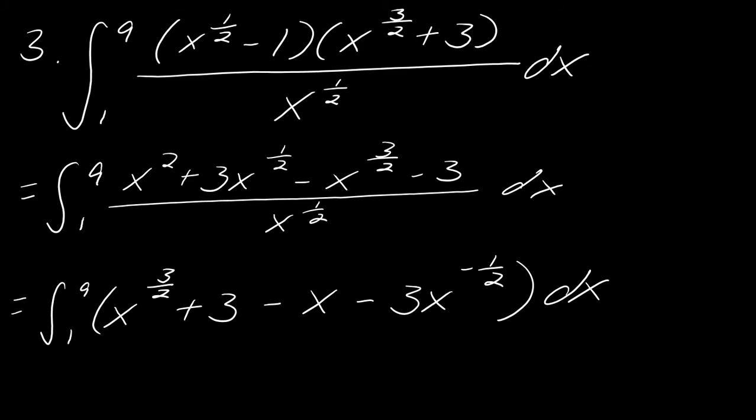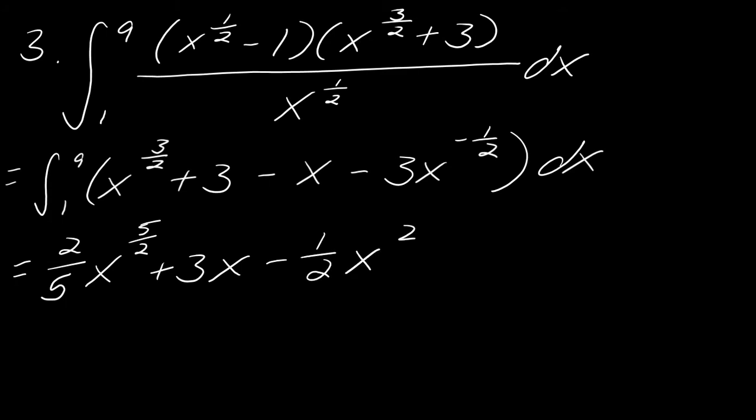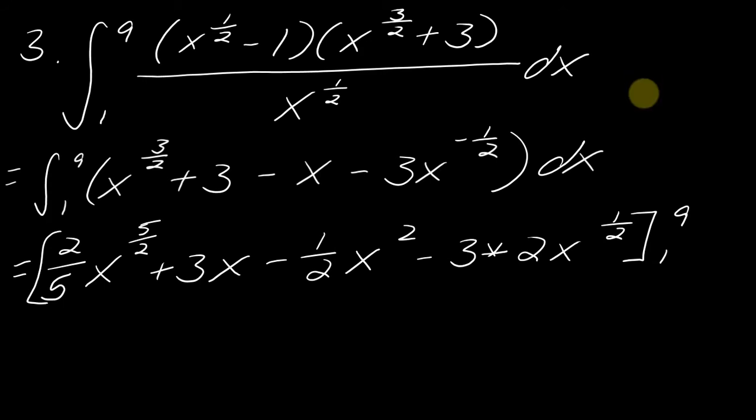So I need to clear some space. And now let's do it. Let's integrate. This is going to be 2/5 x to the 5 halves, since I multiply by the reciprocal. This next one will be 3x. This will be minus 1/2 x squared. And then let's see, this will be minus 3 times 2x to the positive 1/2. So I need to evaluate all of this from 1 to 9. For the sake of space, let me just rewrite this. I'll erase this and just write 6.